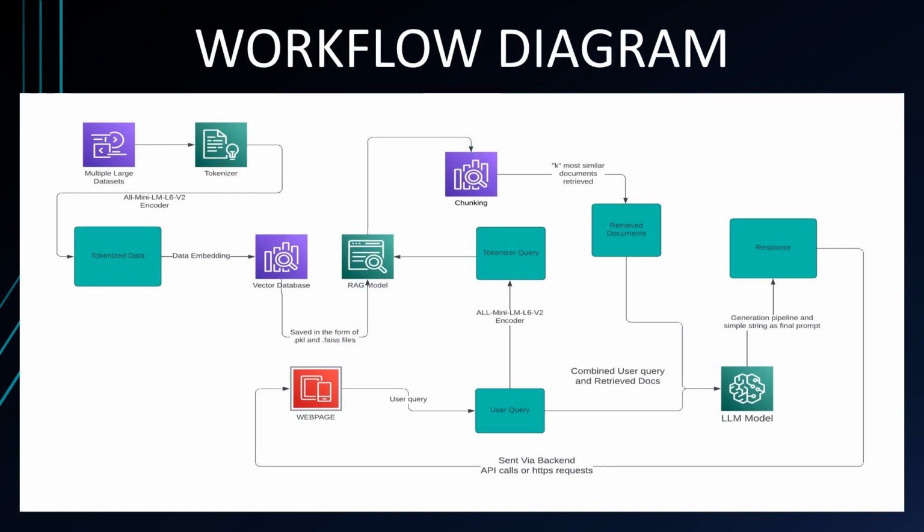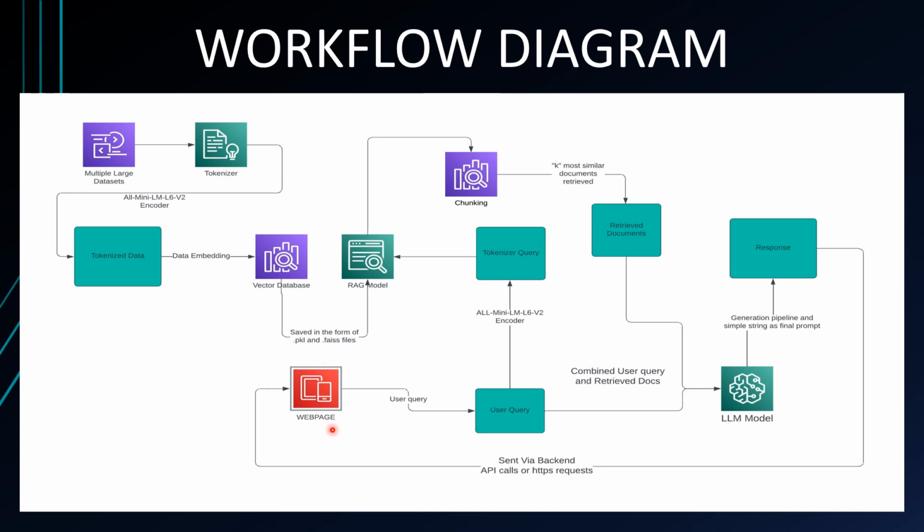The workflow diagram, as the name suggests, explains the flow of work during a query asked by the user. Even before the user uses the LLM, it has to be either trained on datasets or given a knowledge base, which here is a vector database. The database is first built by taking multiple large datasets and then tokenizing them using the all-MiniLM-L6-v2 encoder. And it is then stored in the vector database as .pkl and .faiss files.